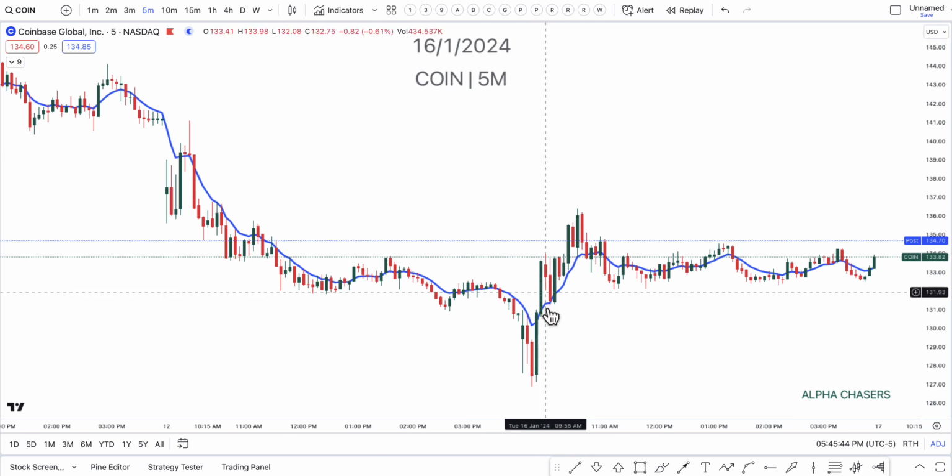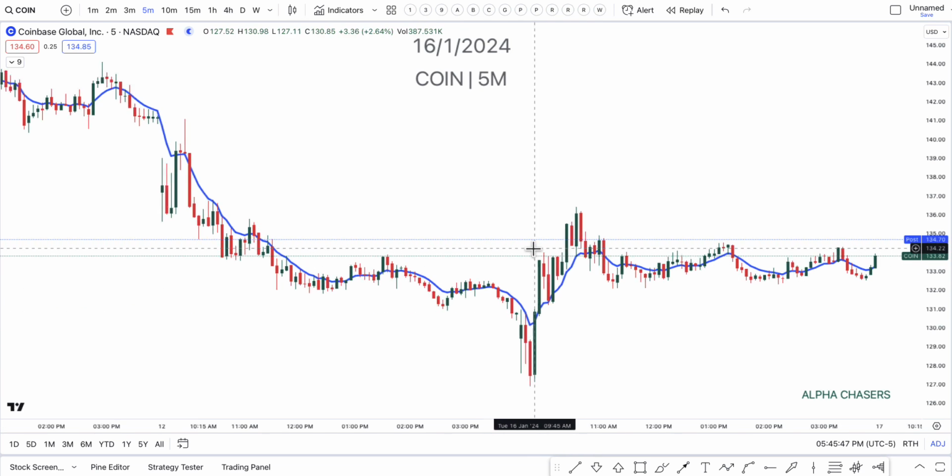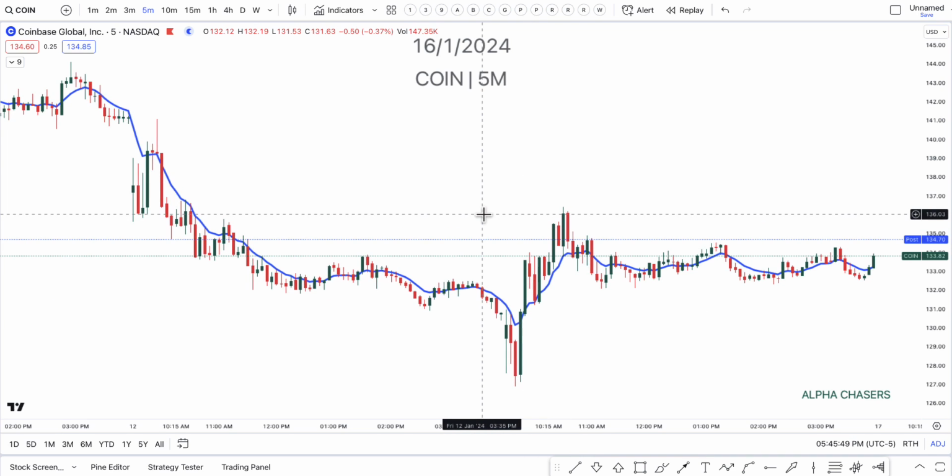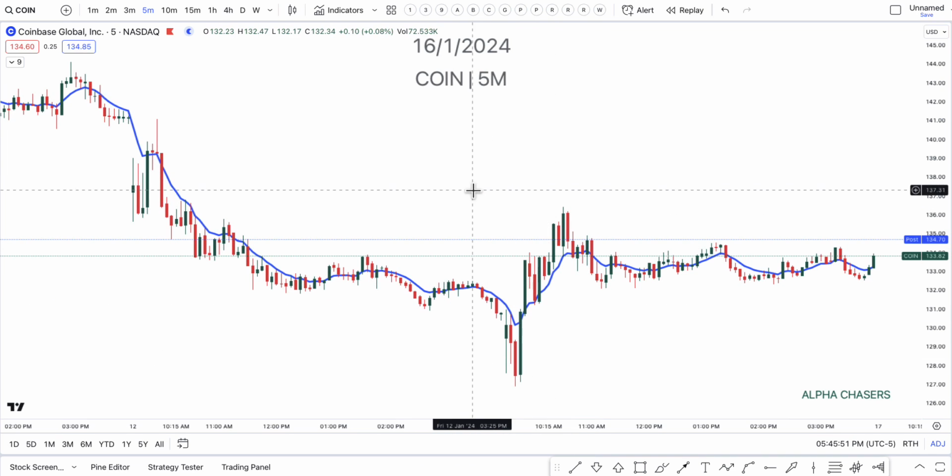I mean, it worked. Don't get me wrong. If you bought it, it worked. But it's just not my kind of trade. The risk reward's not there. Nothing's there. But it worked. So it is what it is.